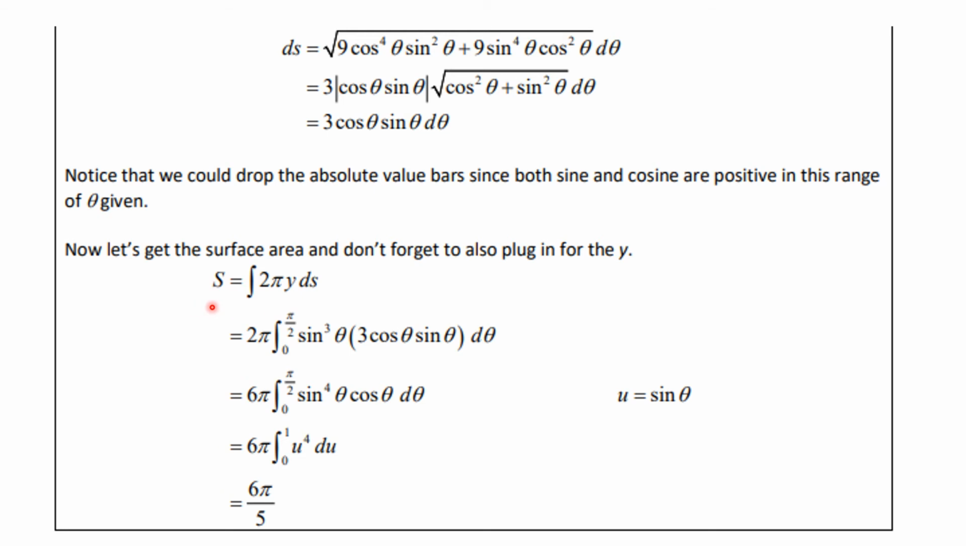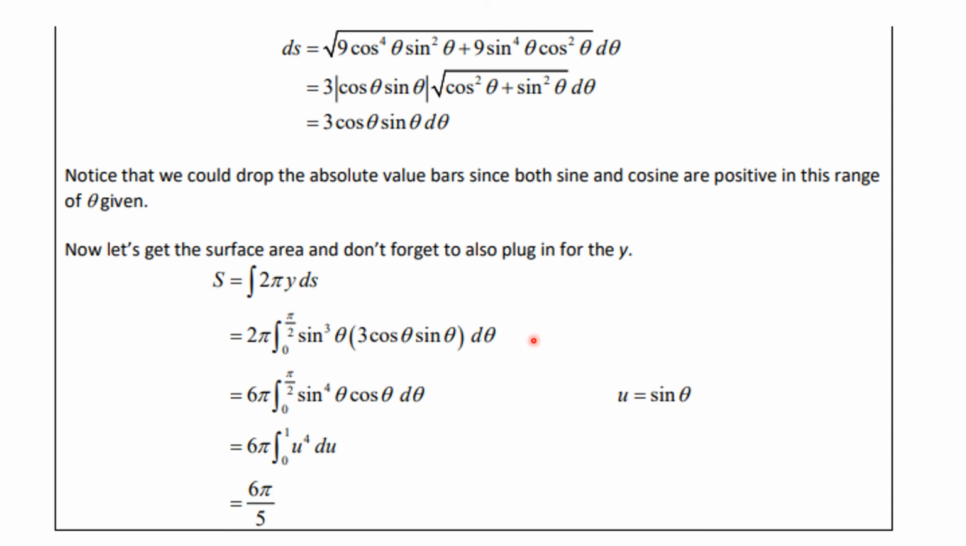Now this is the formula we need to use. On the previous example, I called that S sub y. Actually, I apologize. This is S sub x. We're rotating about the x-axis. That's why we're using this formula. But notice we take what we had for y. So y in this problem was sine cubed theta. And so we have 2y, this is sine cubed theta. And ds, we worked on that up here. And I substitute in. So this is the integral that we have to do.